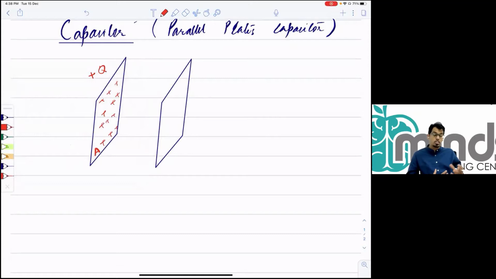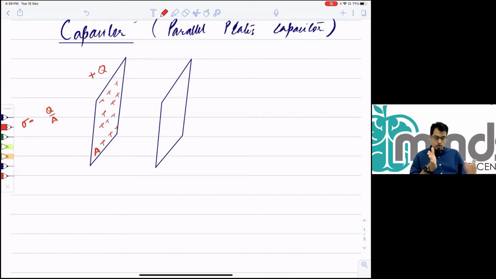So if I say what is the charge density, you can say charge density is Q over A, because density is given by anything divided by size. Here we are talking about charge density. So I need to divide charge by size. So sigma is surface charge density.